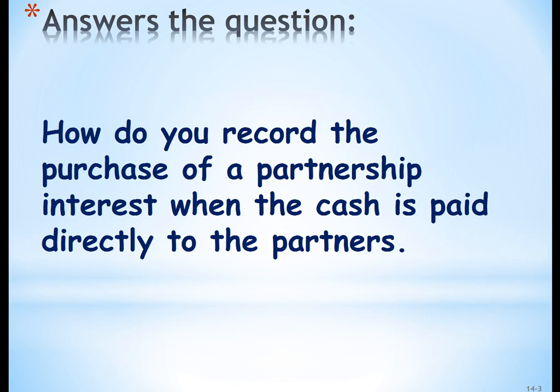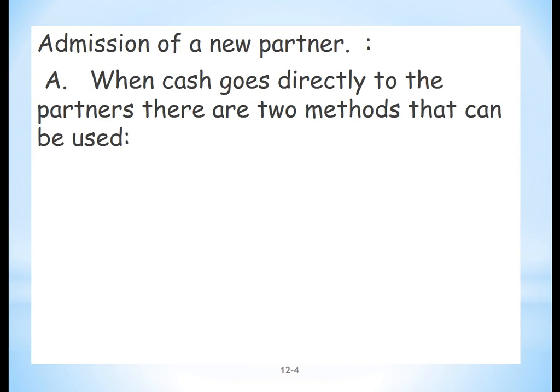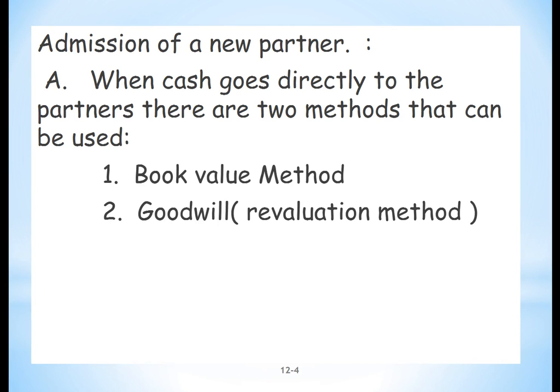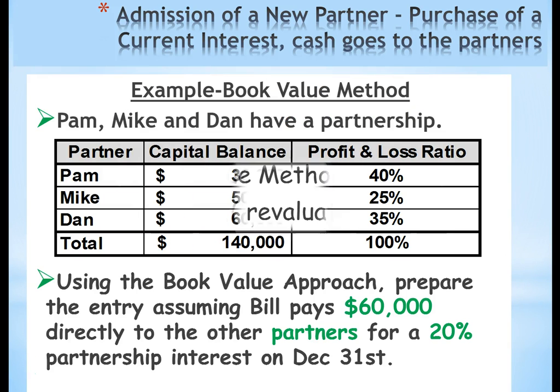How do you record the purchase of partnership interest when the cash is paid directly to the partners? Admission of a new partner. When cash goes directly to the partners, there are two methods that can be used. One, the book value method, and the other is the goodwill or revaluation method. So now let's take a look at an example.